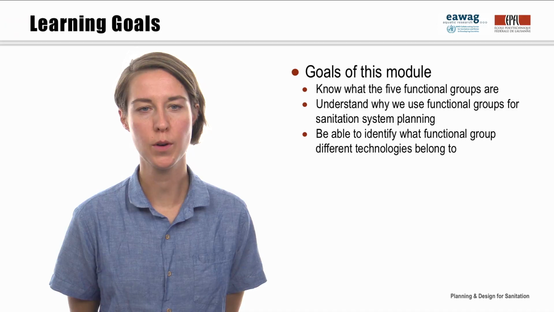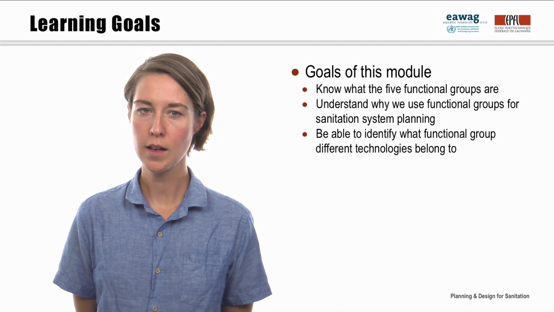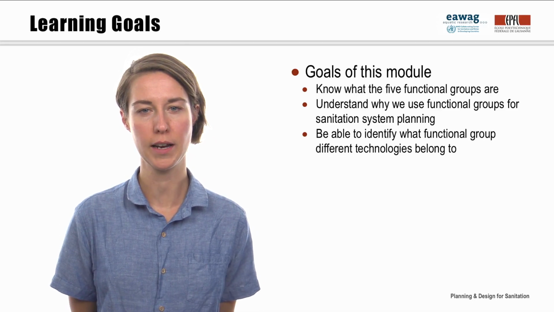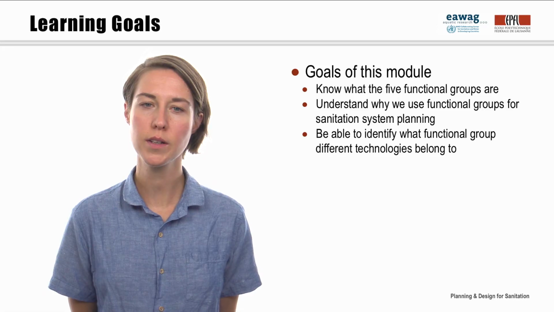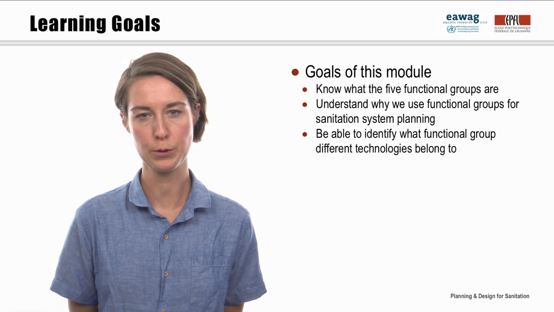The goals of this module are to first know what the 5 functional groups are. Secondly, to understand why we use functional groups for sanitation system planning. And finally, to be able to identify what functional groups some simple technologies belong to.